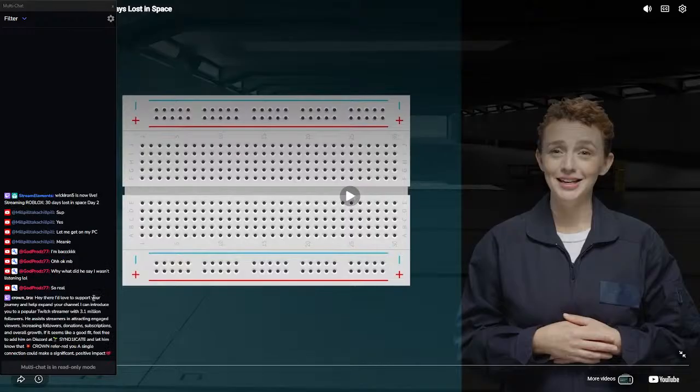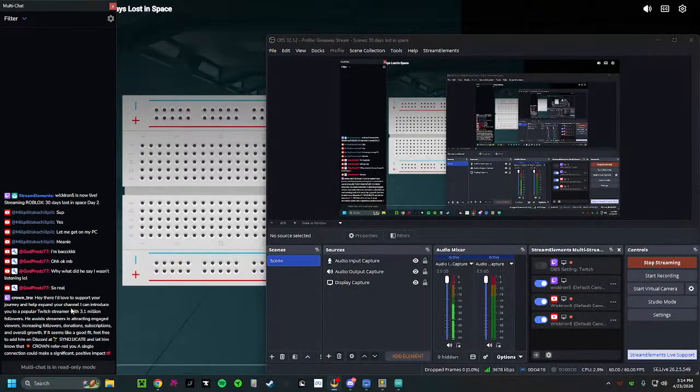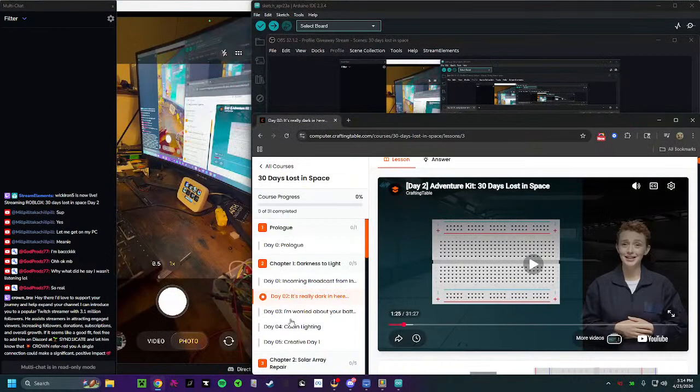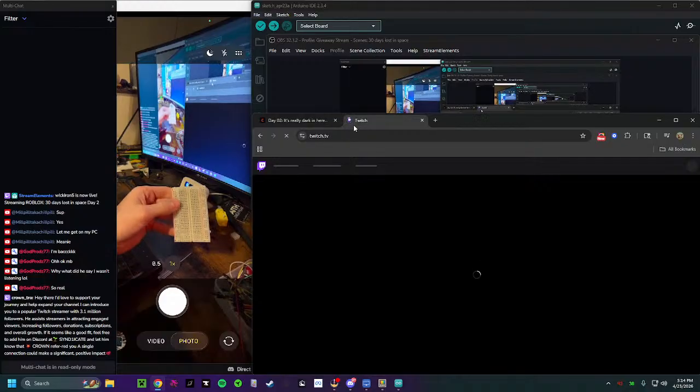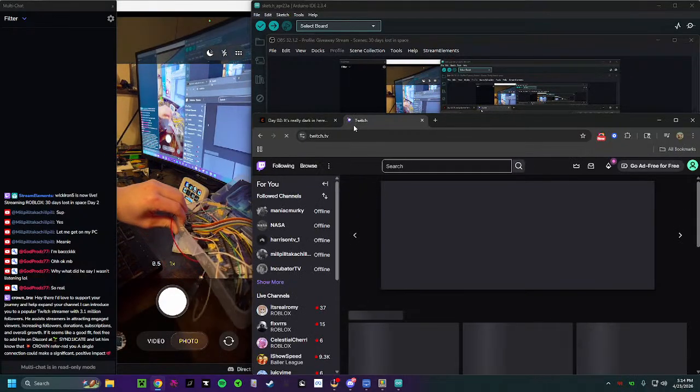Alright. Okay. Hold on, let me edit my Twitch, guys. This is the breadboard for anyone wondering. Yes, you can see the wires. There's just a few.